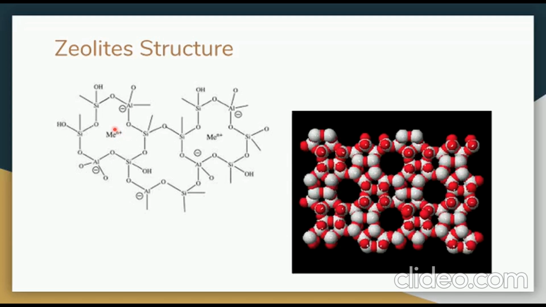And also we can see a tetrahedral link between the silicate and aluminate by the sharing of the oxygens. This is what makes an open framework of pores and cavities that makes it accessible for small molecules to penetrate the zeolite channels. And this is a clearer version of the 3D structure of the zeolite. It looks like a honeycomb, and we can clearly see the pores and also the cavities of the zeolite structure.